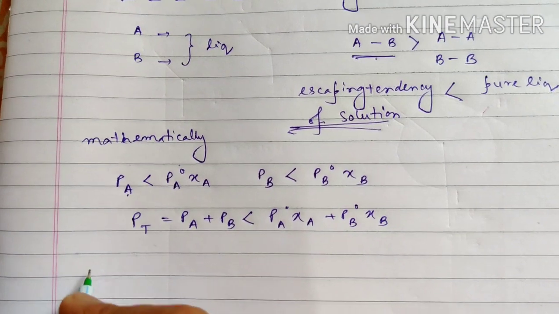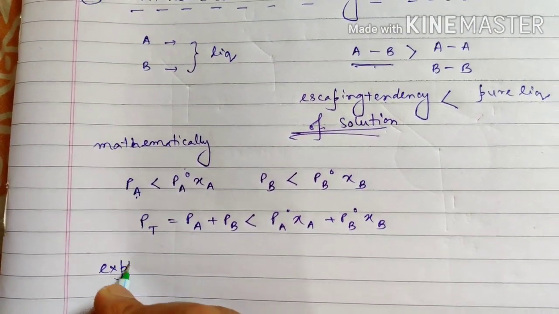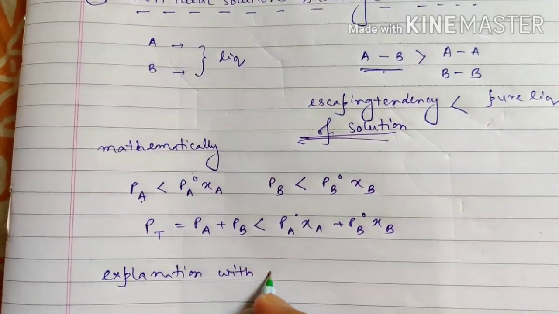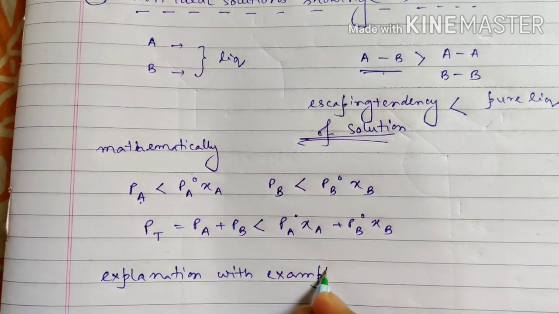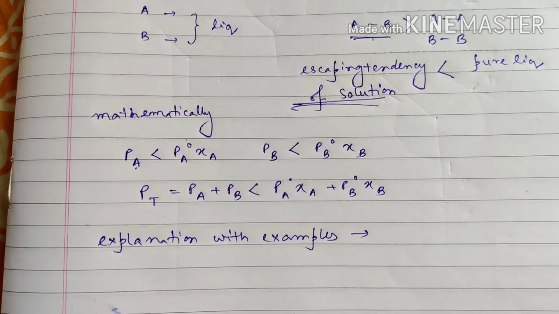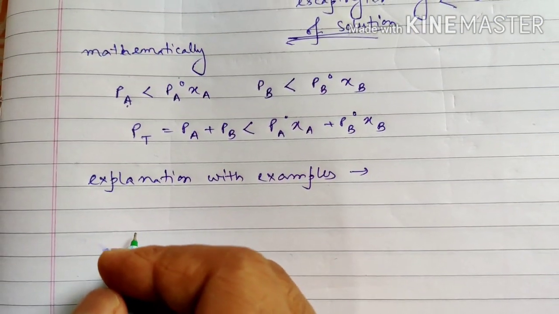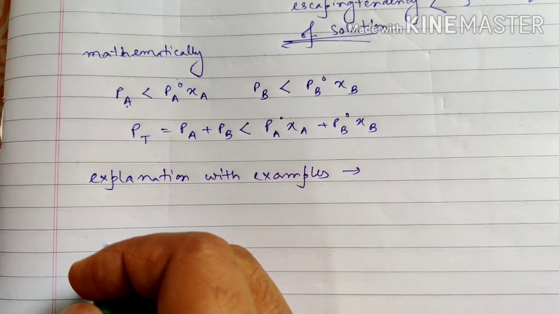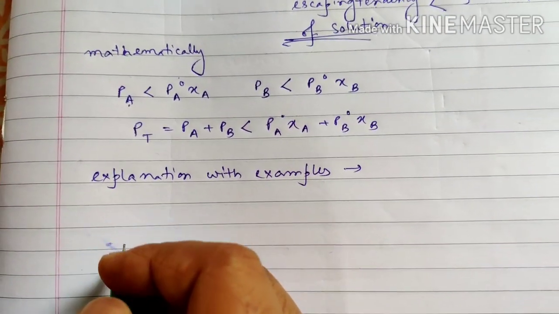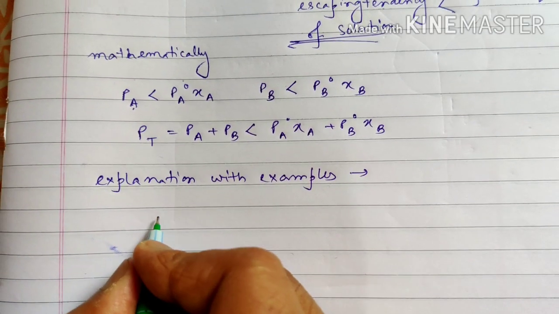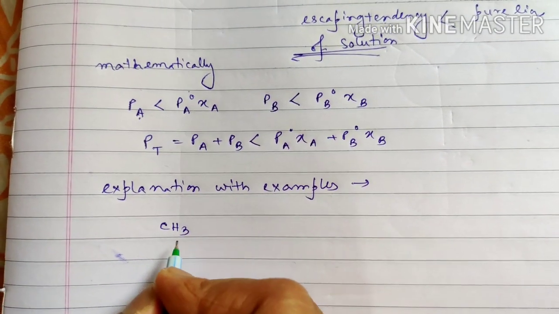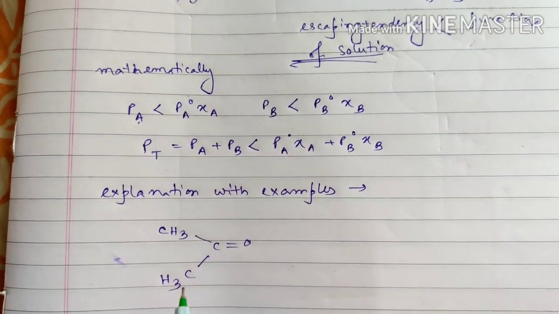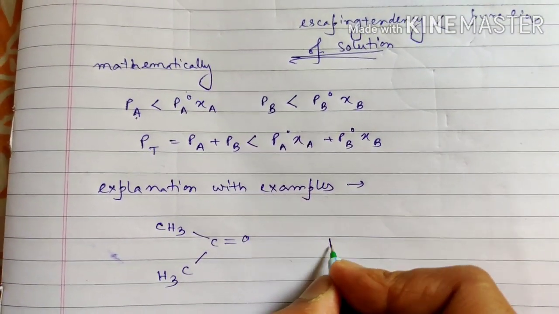And let us see some explanation for that. Explanation with examples. For this, there are various examples like acetone and chloroform, diethyl ether, chloroform and nitric acid, and so on. But let us choose a very simple case of acetone. This is the acetone molecule, and let us choose chloroform.